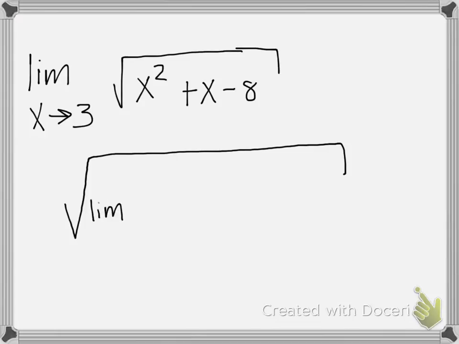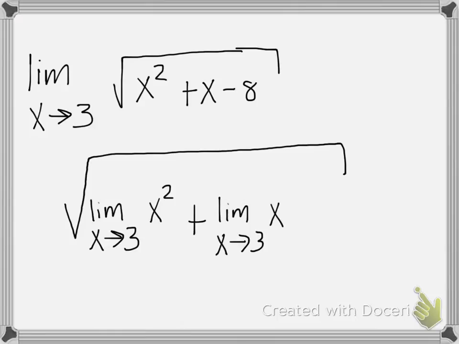So this would be the limit as x goes to 3 of x squared plus the limit as x goes to 3 of x minus the limit as x goes to 3 of 8. Alright, so all of that should be pretty explanatory.